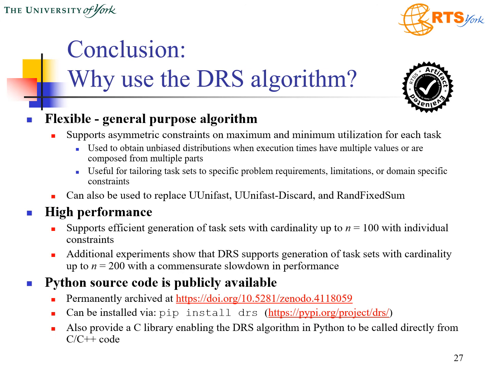The DRS algorithm has high performance. It supports efficient generation of task sets with cardinality up to 100 with individual constraints. And our additional experiments have shown that it can support task set generation up to cardinality of 200 with a commensurate slowdown in performance. The Python source code for DRS is publicly available and permanently archived. It can be installed via the simple process of pip install DRS. And we've also provided a C library enabling the DRS algorithm in Python to be called directly from C or C++ code, implementing schedulability analysis frameworks.